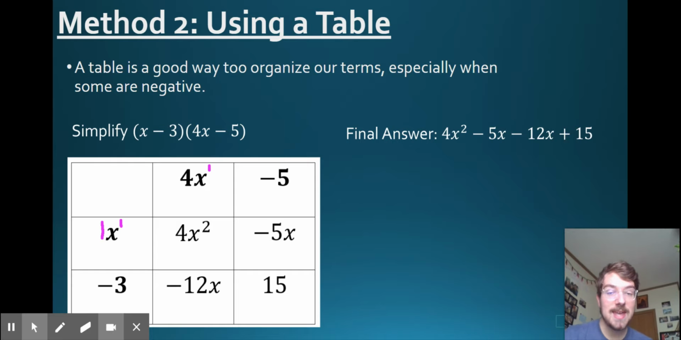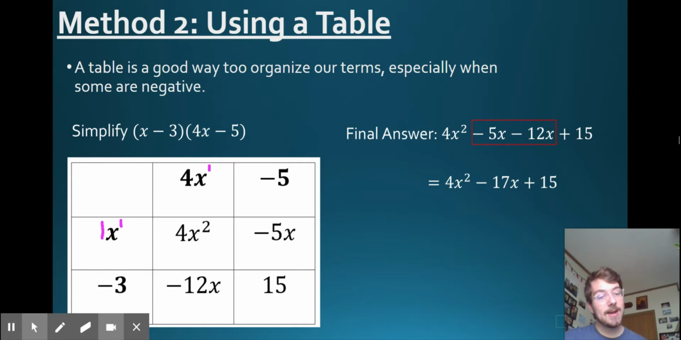But don't forget, your last step should be combining like terms, which are usually going to be those middle ones because they both have an x. So I've got negative 5x minus 12x. So in a calculator, you'd want to do negative 5 minus 12, which should give you negative 17. So I'm going to keep that 4x to the second on the side, but then I'll have minus 17x in the middle, and then keep that plus 15. So that's really the only extra work you have to do. And then you're all done.